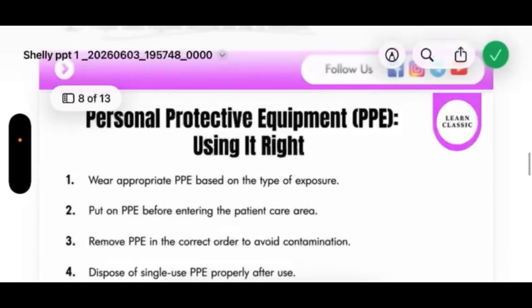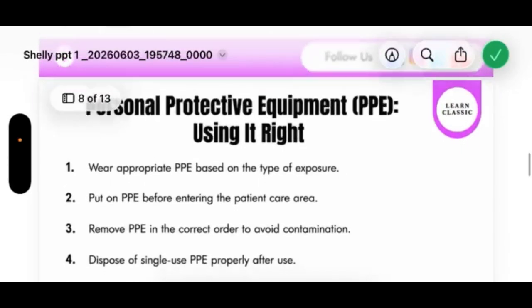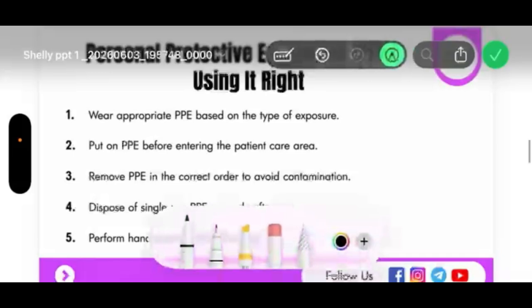Now, personal protective equipment, using it right. The use of PPE is a very basic thing which we all have to be very expert with. Otherwise, it is a main source to spread the infection again. If we are wearing a gown for an infected patient, and we wear the same gown and move to another patient, then it may lead to transfer of infection from one patient to another. So we have to be very careful.